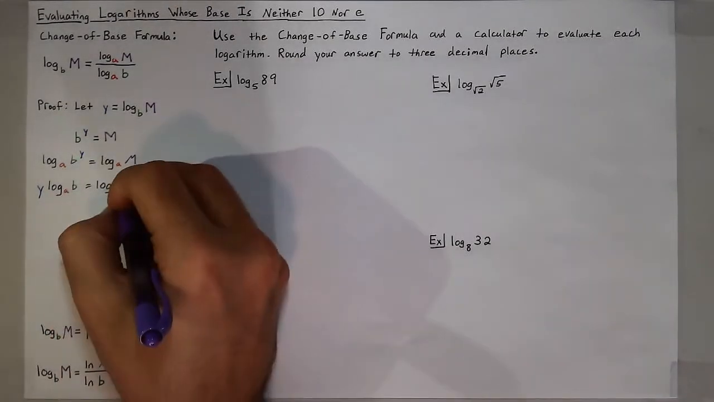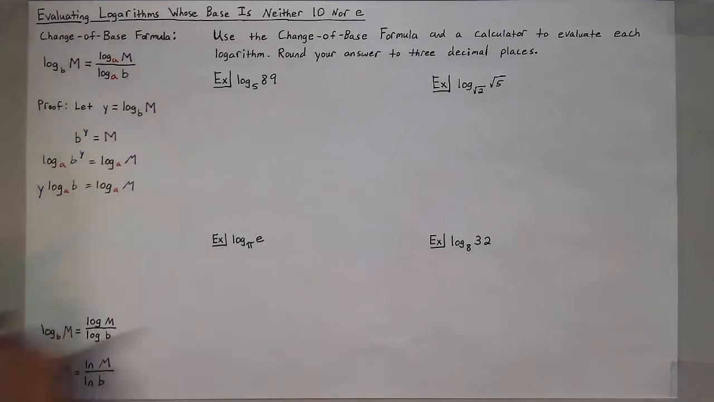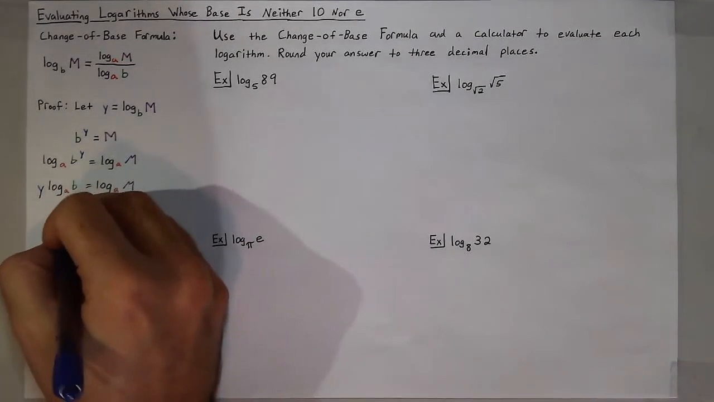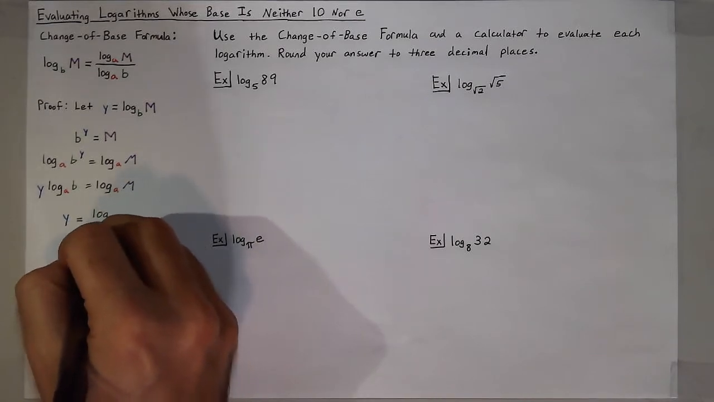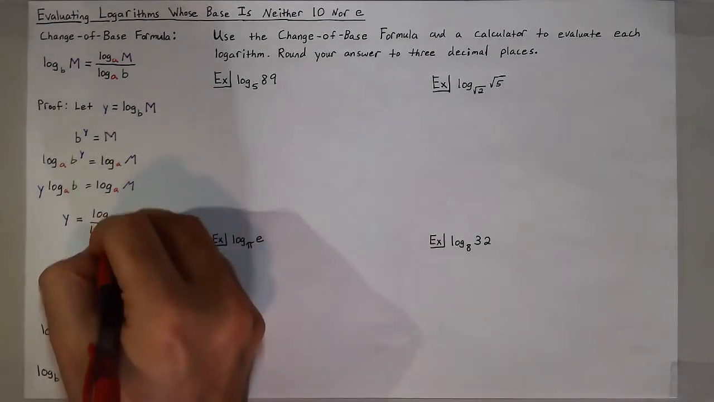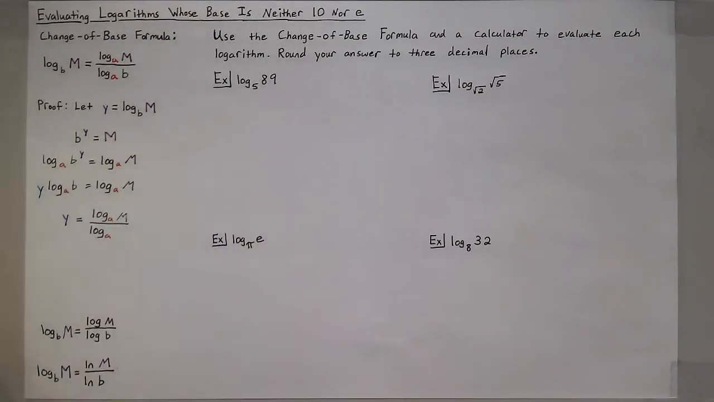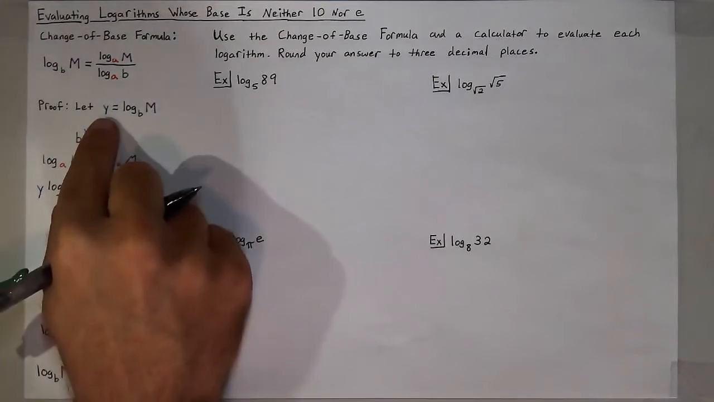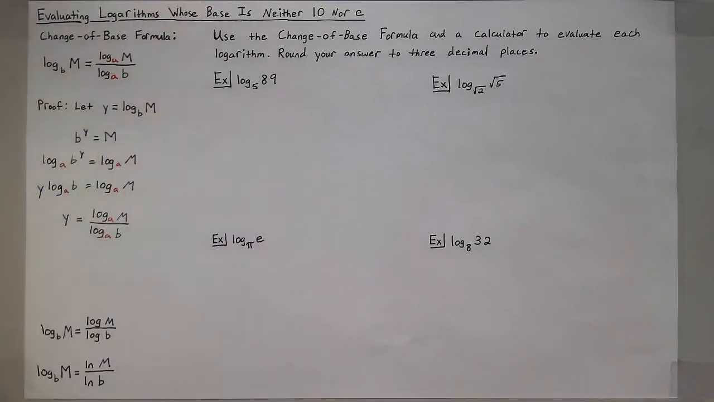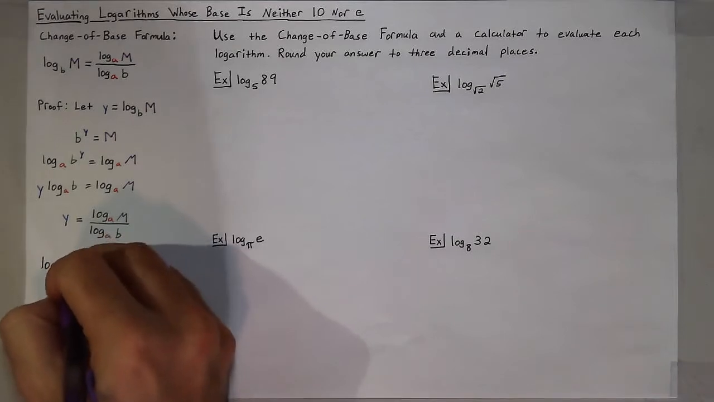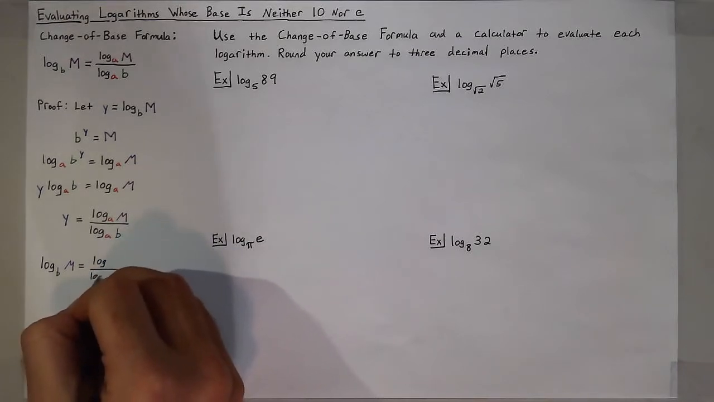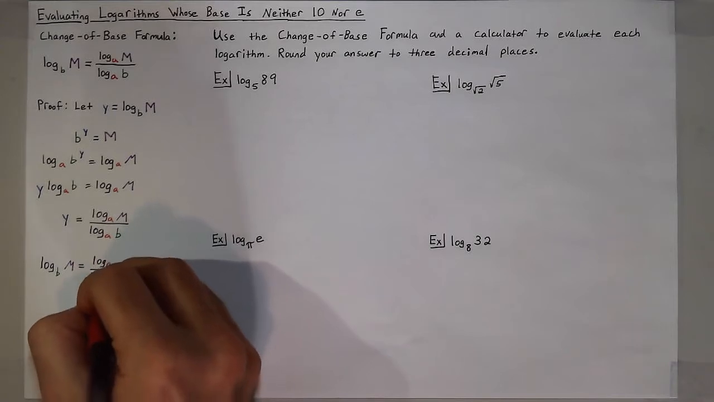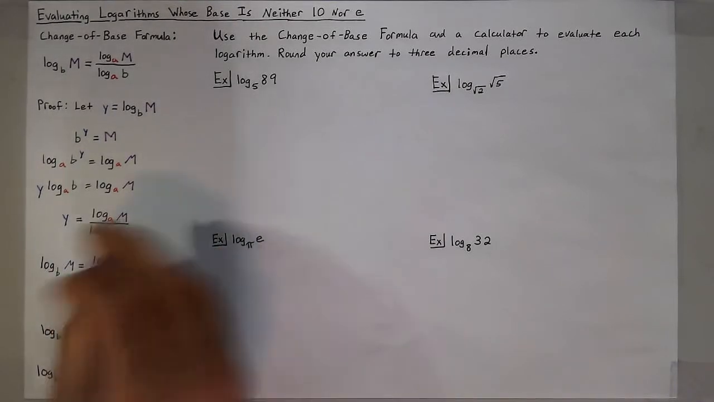Now to solve this for y, I can divide each side by log base a of b. So y is now equal to log base a of m over log base a of b. And like I established at the start, y is equal to log base b of m. So I end up having log base b of m is equal to log base a of m over log base a of b. So that is where that formula comes from. There are a few other ways to explain it, but here's just one of them.